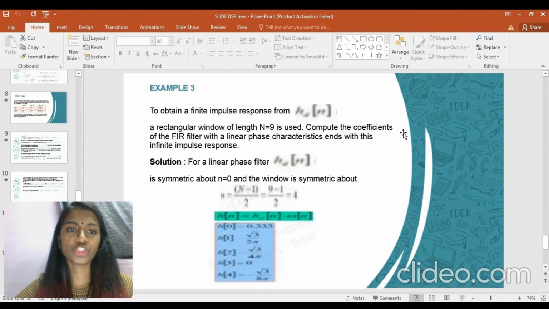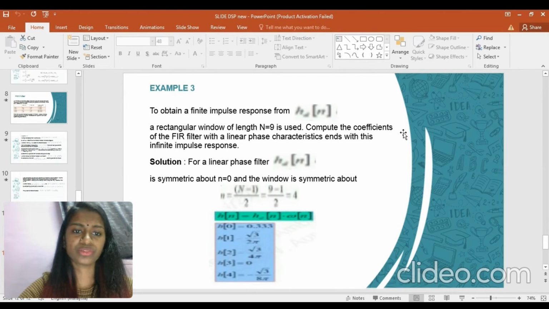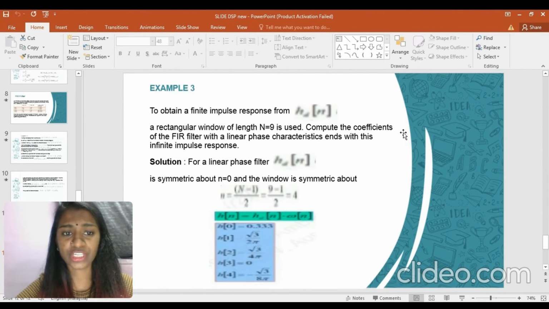Example 3. To obtain a finite impulse response hd[n], a rectangular window of length N equals 9 is used. Compute the coefficients of the FIR filter with a linear phase characteristic with this infinite impulse response. So the solution is, for a linear phase filter hd[n] is symmetric about n equals 0 and the window is symmetric about n equals N minus 1 over 2, which equals 9 minus 1 over 2, equals 4. So the formula used is h[n] equals hd[n] times w[n].